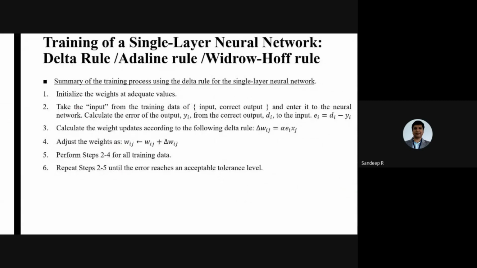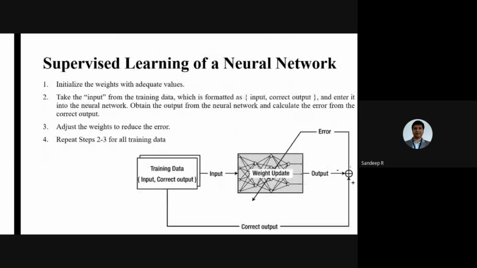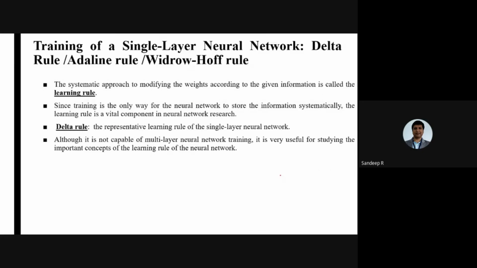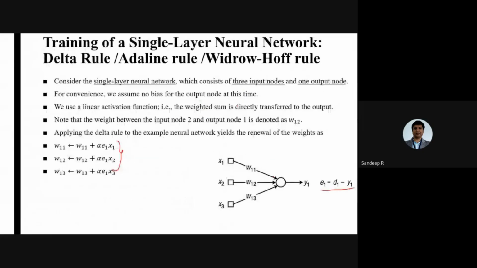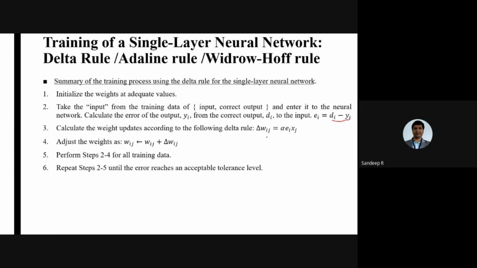And this is the algorithm, I can say it's a pseudocode. Initialize the weights with random values, take the input along with the correct output, because we are talking about supervised learning, enter it into the neural network and obtain the output, and measure the difference. Once we know the error, we know how to update the weights. Please remember this diagram: once we have the error, this error is fed back and the weight update should happen. How is the weight update happening? By the delta rule, as per these three equations. We adjust the weights, repeat these steps for all the training data, and repeat the entire thing until it reaches the acceptable tolerance level.